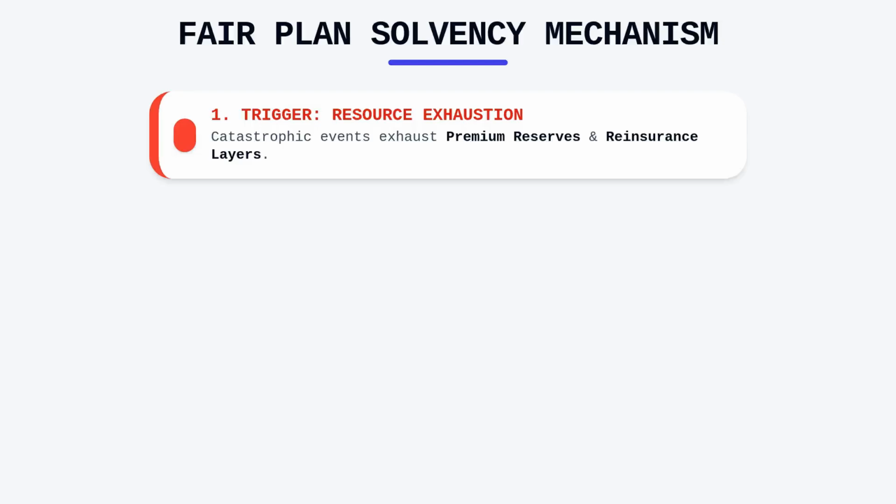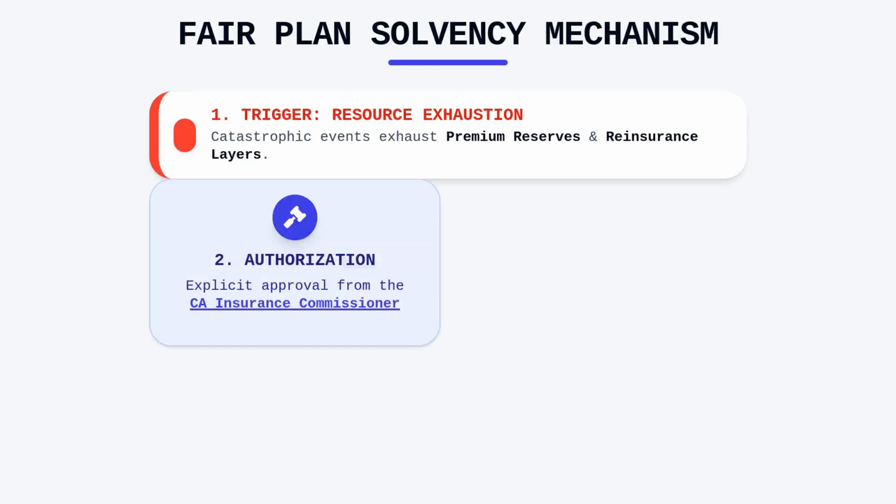When catastrophic events, such as widespread climate-driven wildfires, exhaust the Fair Plan premium reserves and its purchased reinsurance layers, the association maintains its solvency through the assessment process. The Fair Plan cannot simply default on its obligations or go bankrupt. Instead, it levies a mandatory financial assessment on its member companies to recapitalize the pool and ensure ongoing claims can be paid. These assessments require explicit authorization from the California Insurance Commissioner before they can be executed.